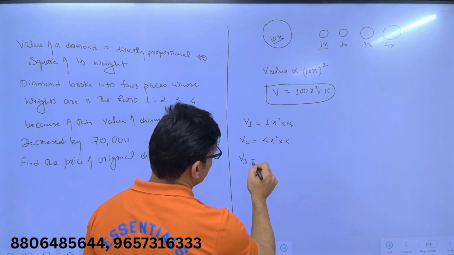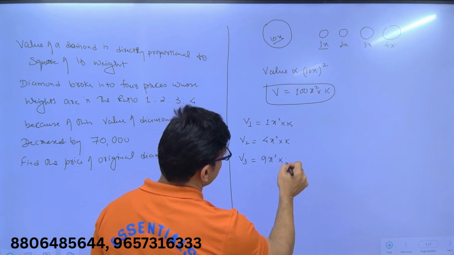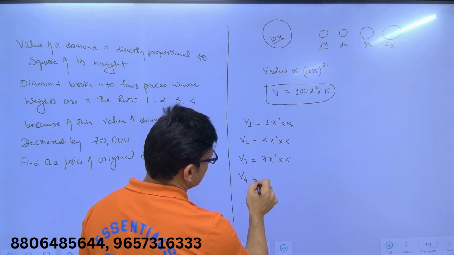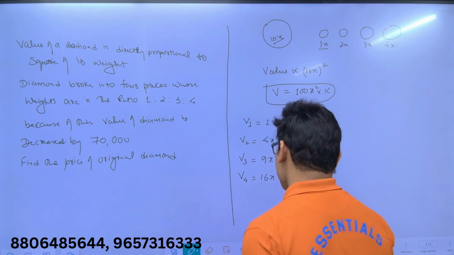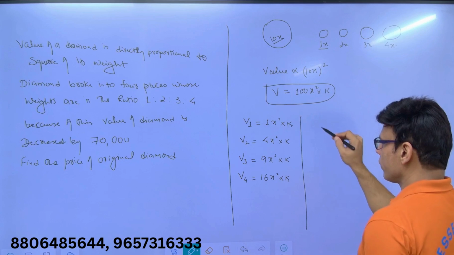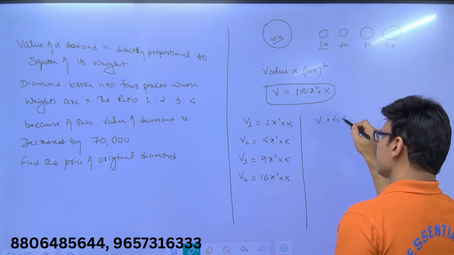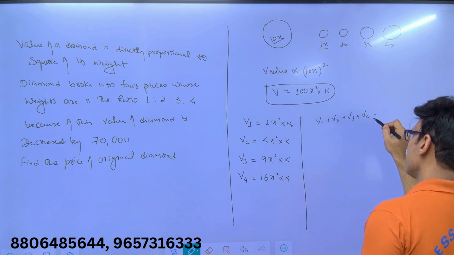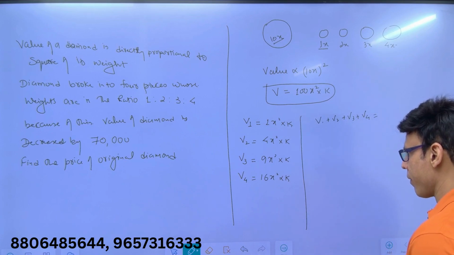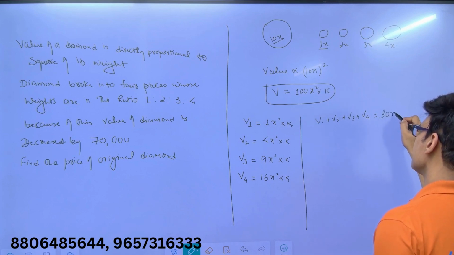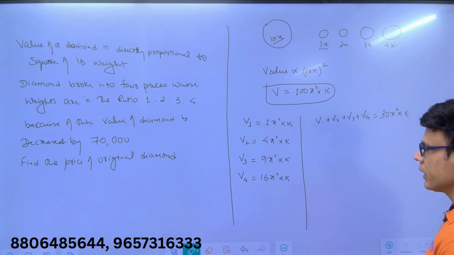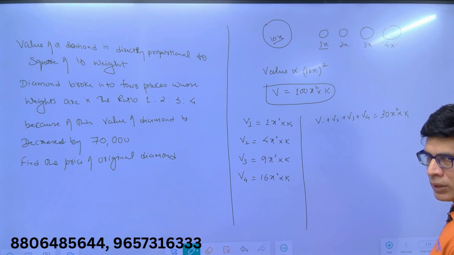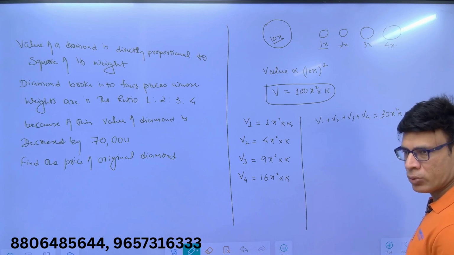Value of third piece is what? 9x square, okay, and fourth piece will be what? 16x square into k, right? So what is the value of all 4 pieces together? 30x square into k or not? So earlier you were selling it in how much? 100 kx square. Now you are selling it at 30 kx square, right? Loss hua.